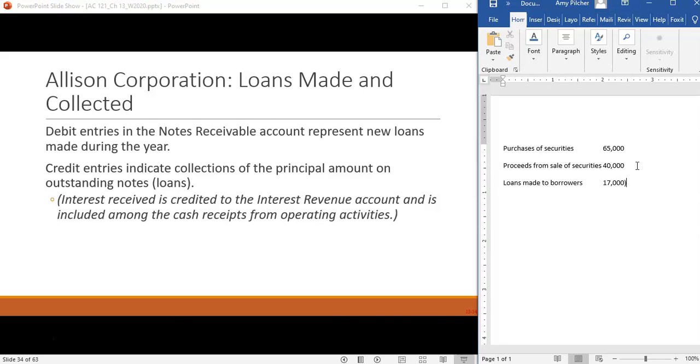I'm going to put parentheses around it so you can see better what our cash outflows were compared to our cash inflows. And we had collections on loans. So this is money we received for our notes receivable. This is all information that we can get from the changes in the accounts and that additional information that we had on previous slides.